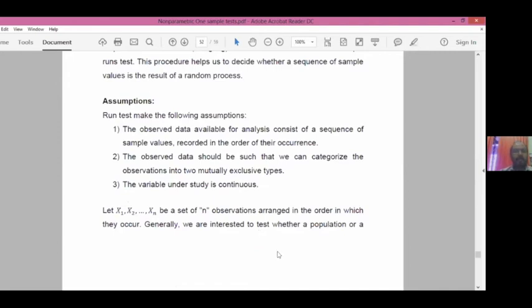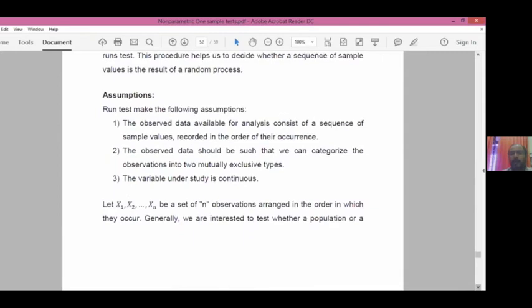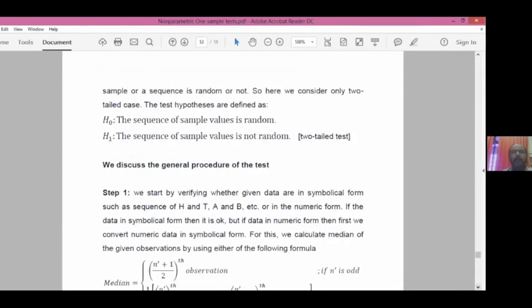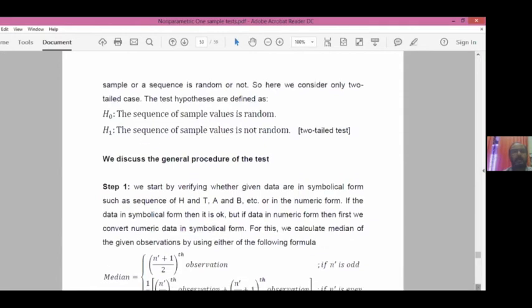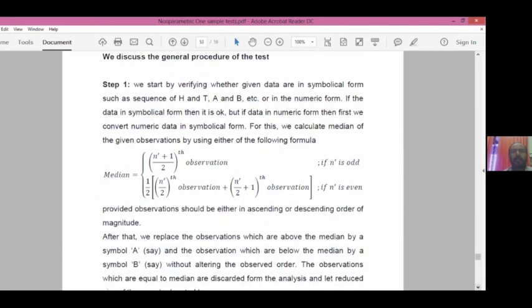In the order in which they occur, generally we are interested in testing whether the population or a sample sequence is random or not. So we consider only the two-tailed case. The sequence of sample values is random. The sequence of sample values is not random. That is the two-tailed test. So we discuss the general procedure, which is given here.